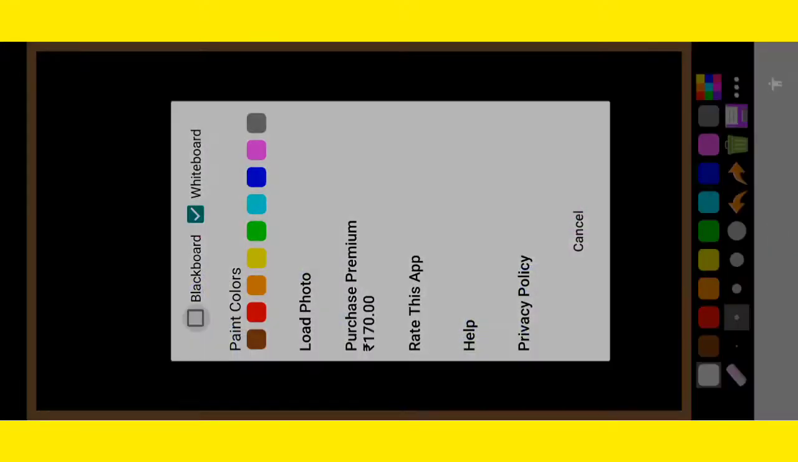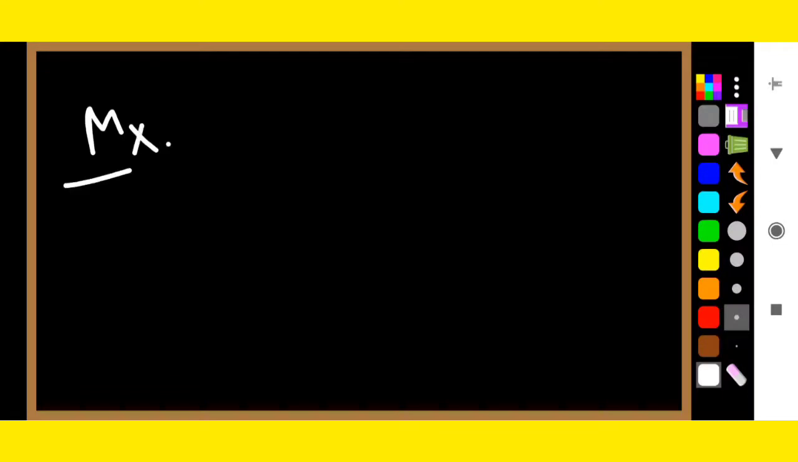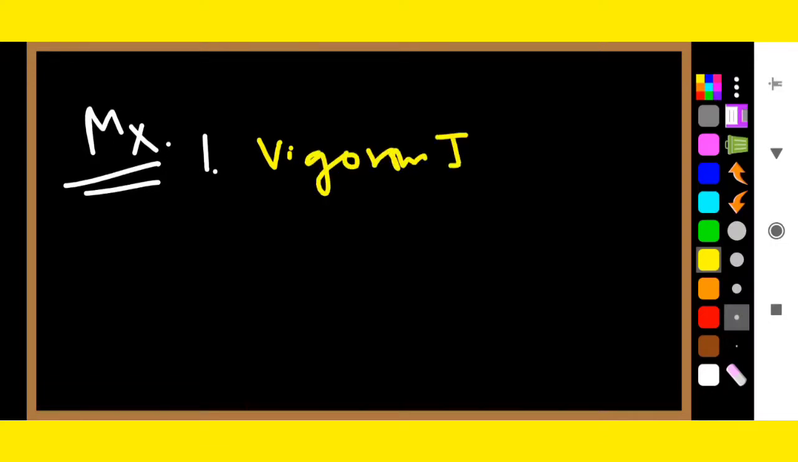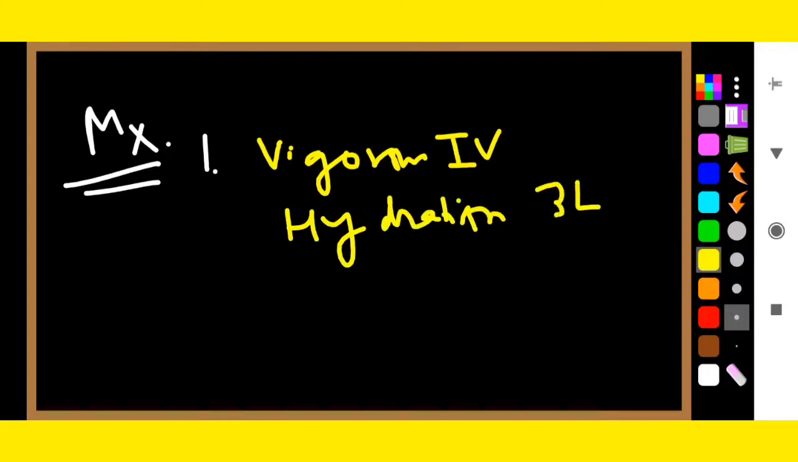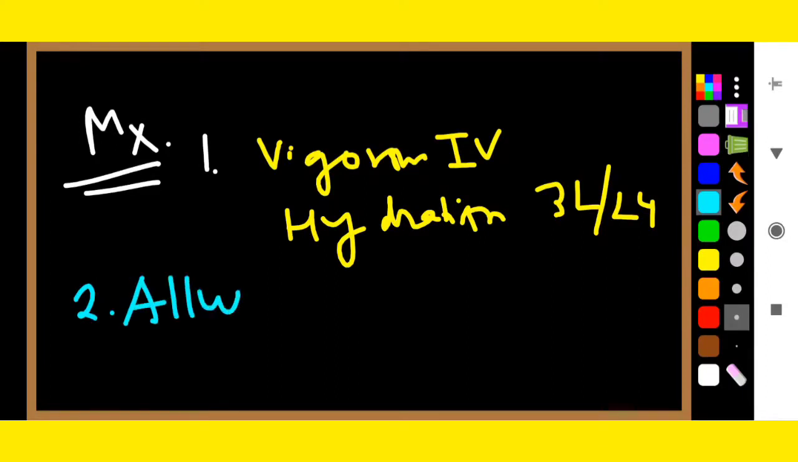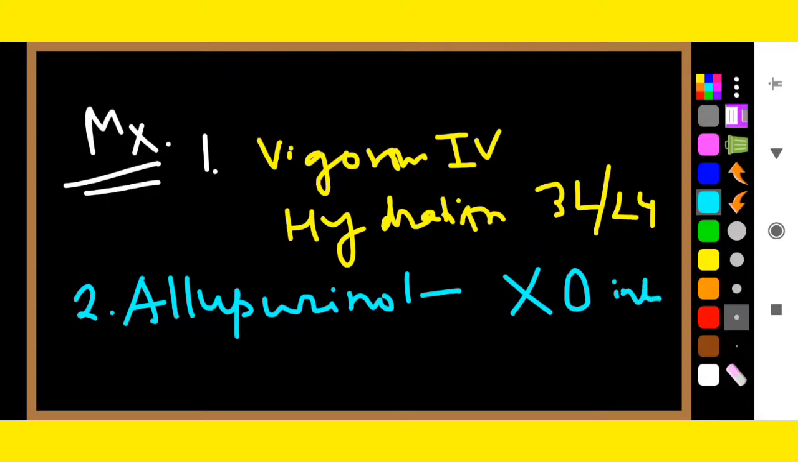So what is the management? Basically, for the management purpose, we use vigorous IV hydration, and this IV hydration is 3 liters per 24 hours. Number 2, which we use, is allopurinol. You know, allopurinol is a xanthine oxidase inhibitor. Xanthine oxidase.